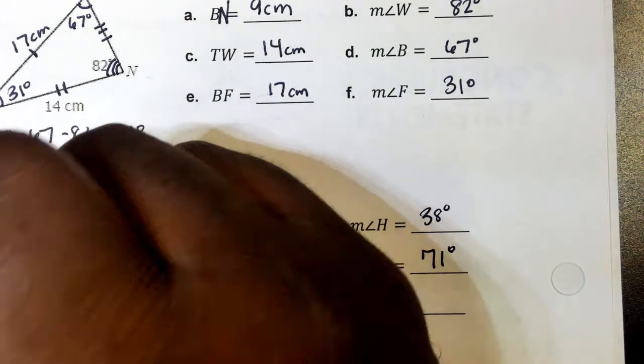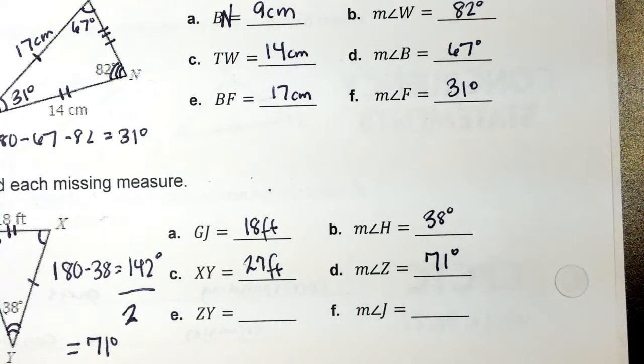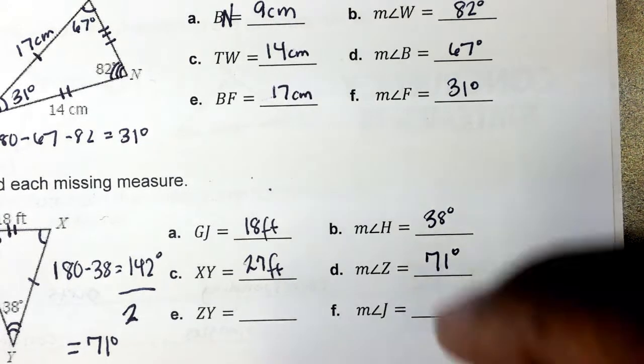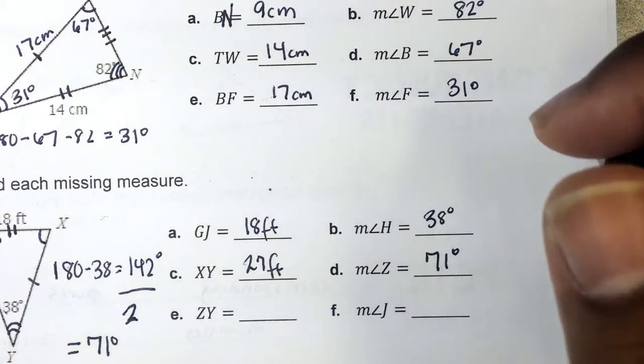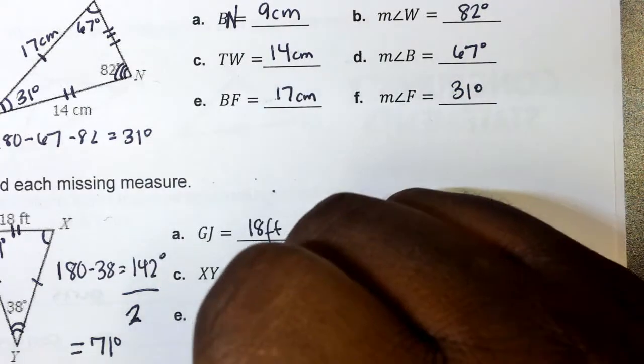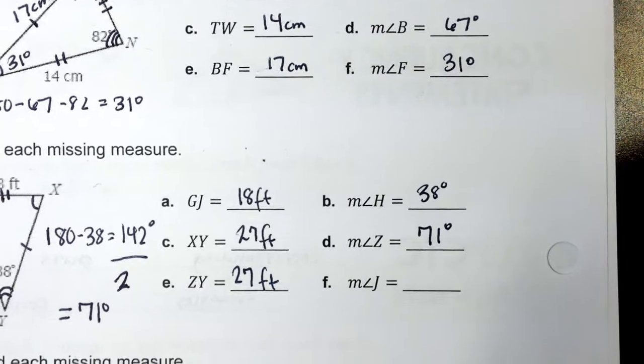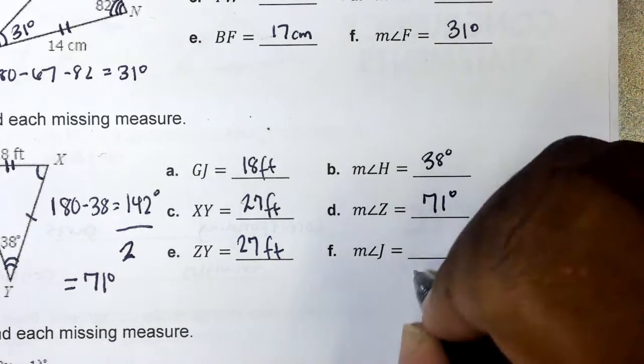I guess you're gonna pick back up now, Chris. You ain't done yet. ZY, Chris. 27. Angle J? 71 degrees.